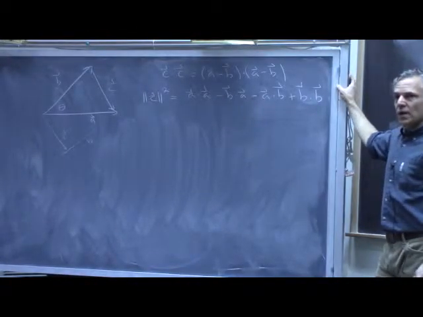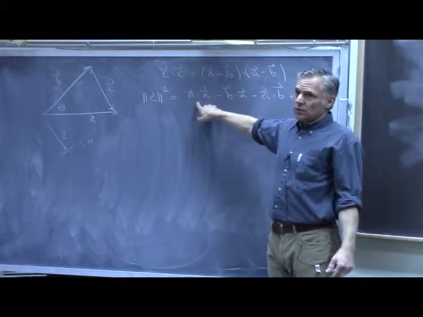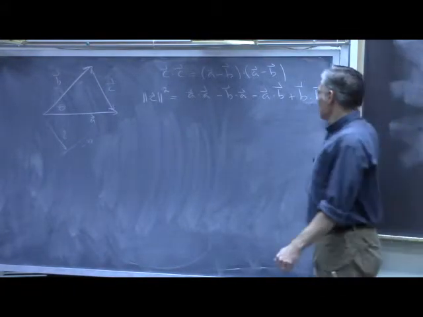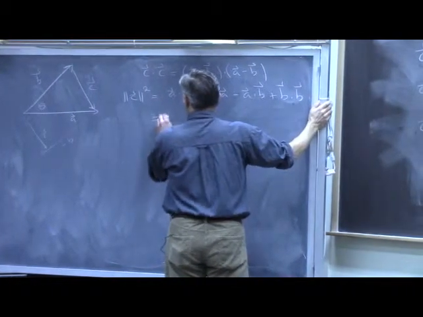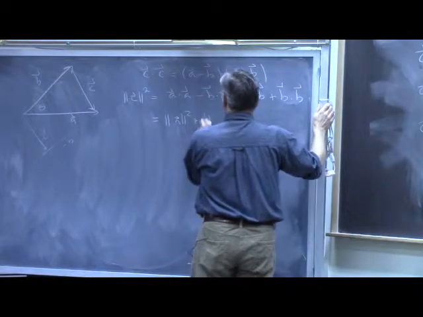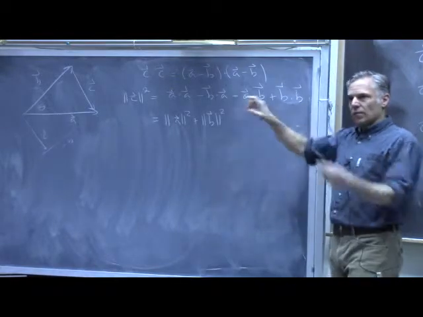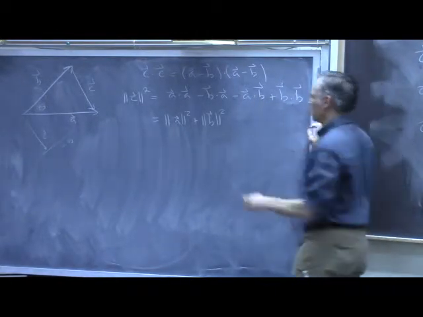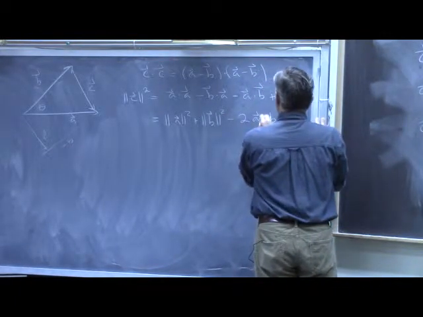OK, so now A dot A is magnitude A squared. B dot B is magnitude B squared. Let's see, so I'll write this here. A squared plus B squared. And A dot B is B dot A. Order doesn't matter for dot products. This is going to be minus 2 A dot B.